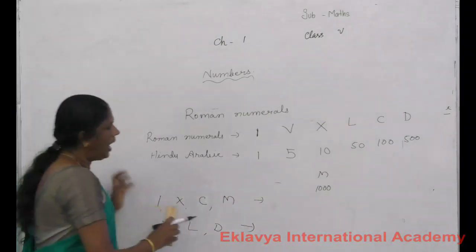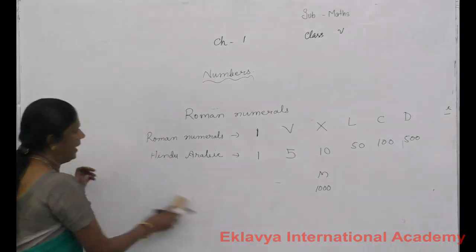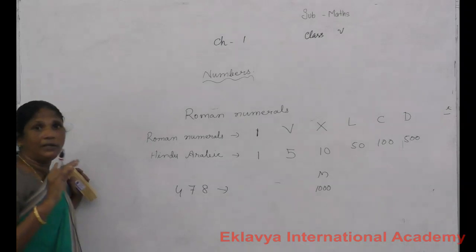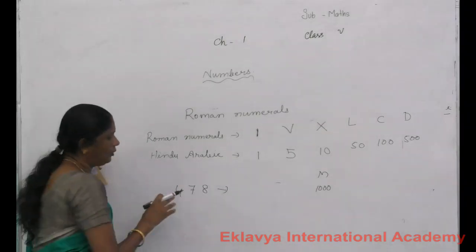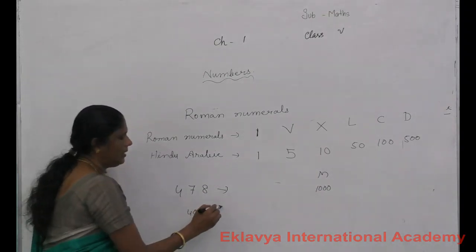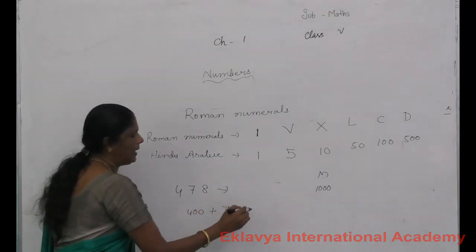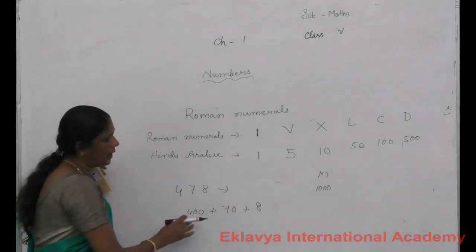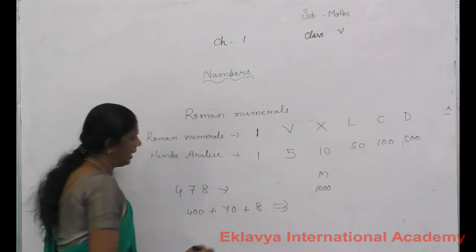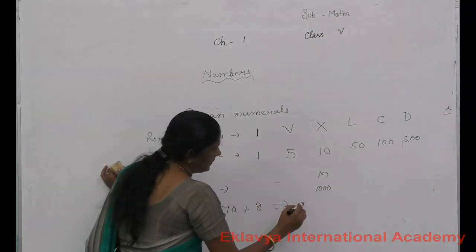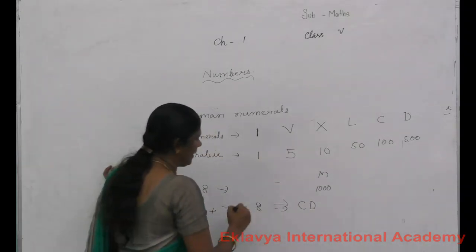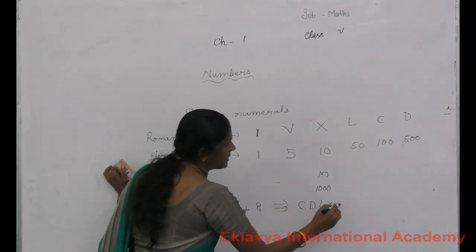Then how to write the symbols? Take 478. First you write it in expanded form: 400 plus 70 plus 8. Then in Roman numerals, 400 is C and D. Then 70 is L, X, X.